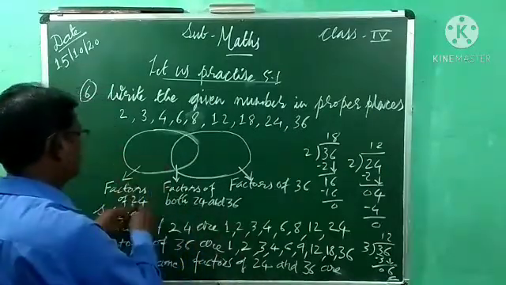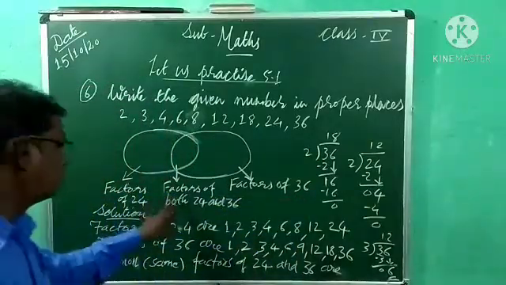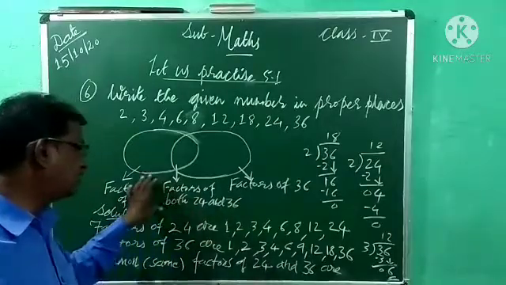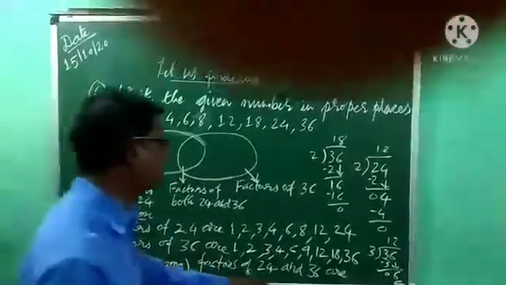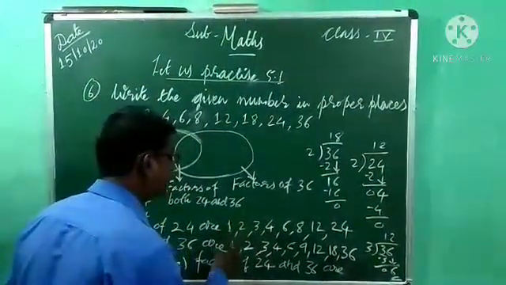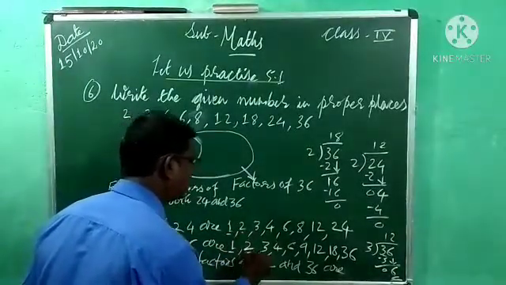Now we have found the factors of 24, and in the same way the factors of 36. Now what is given? Factors of both 24 and 36, meaning we have to find the common factors. Common means same. Common factors of 24 and 36: we underline them. 1 is present here, and here also 1, so underline 1. Here 2, and here also 2. These are common; 2 becomes common.